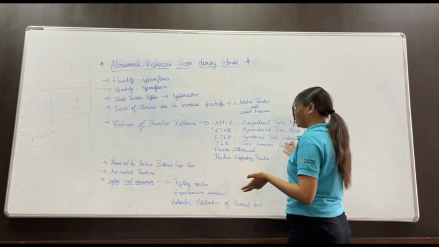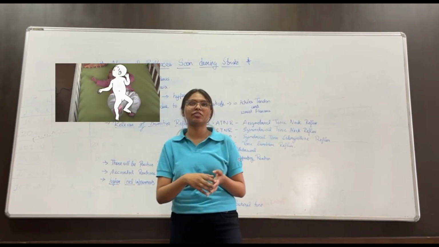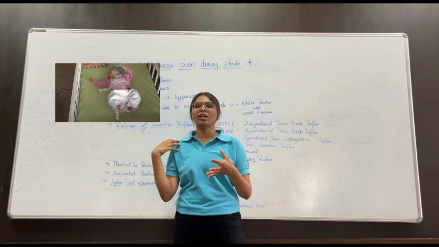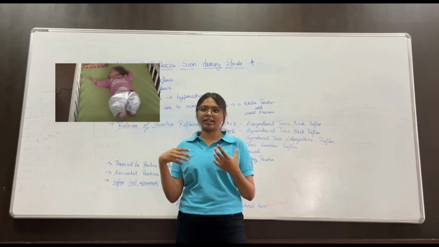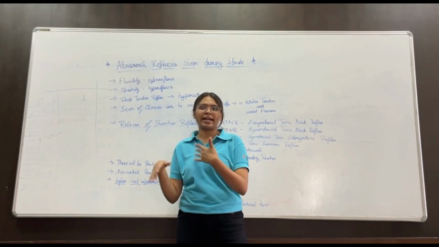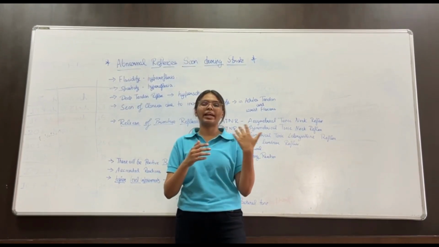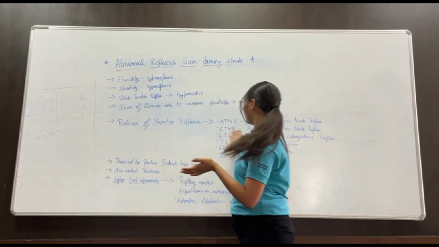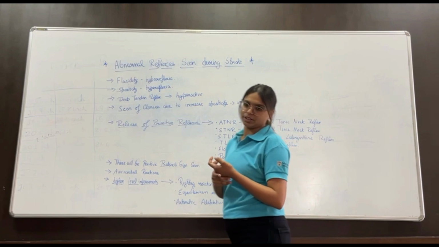First is the asymmetrical tonic neck reflex, in which there will be rotation of the head towards one side, and there will be flexion of the limbs on the side towards which the head is turned, and extension of the limbs on the jaw side.